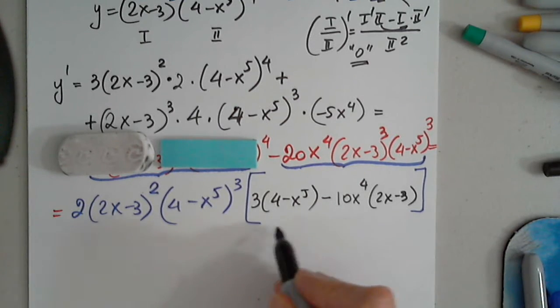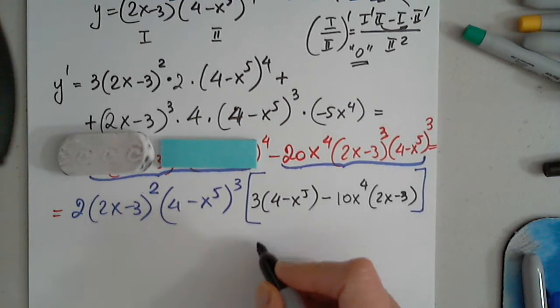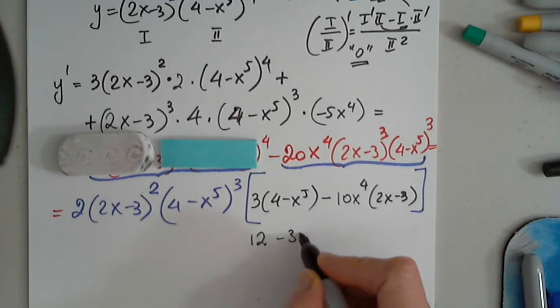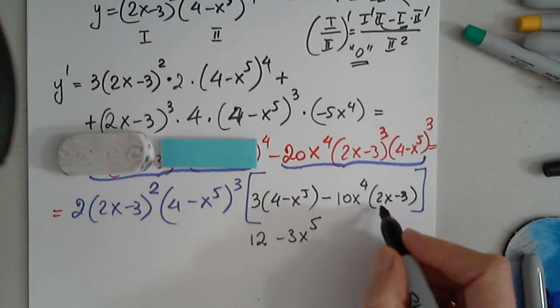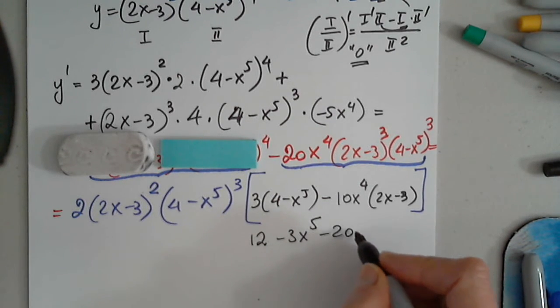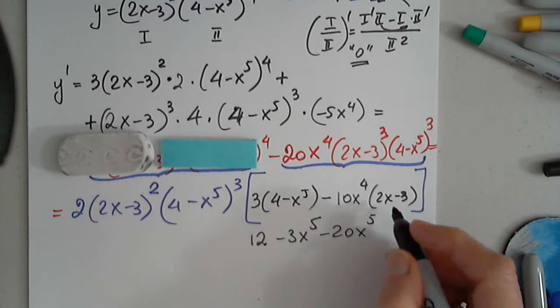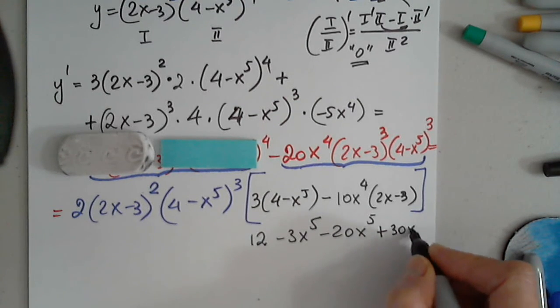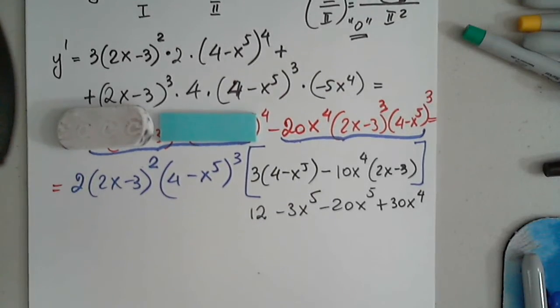Great job. We have to perform the operations here. We have to distribute. So this is the 12 minus 3x to the 5th. And when I multiply these two, I get negative 20x to the 5th. When I multiply these two, I get positive 30x to the 4th. Is everyone comfortable with this?